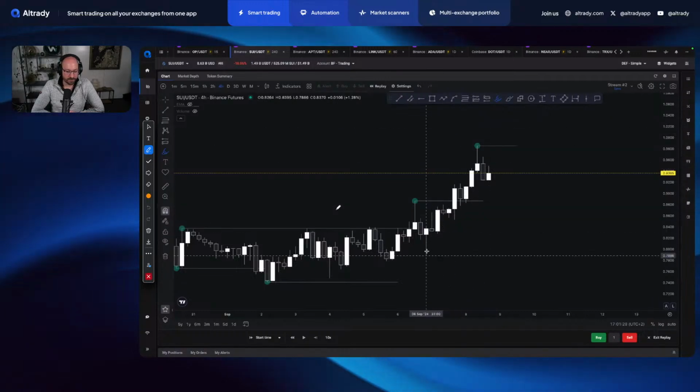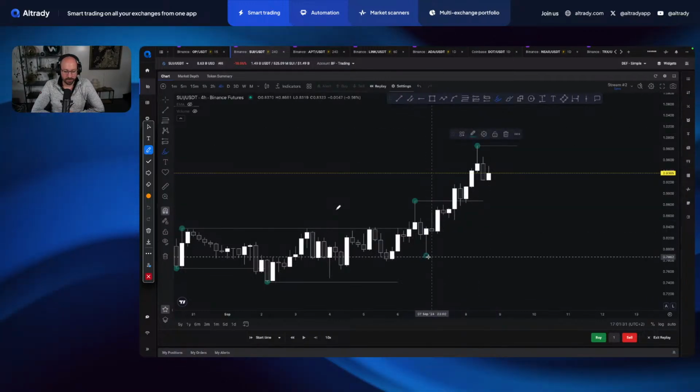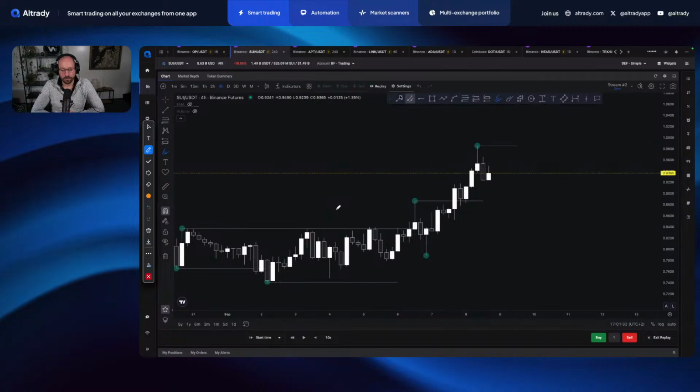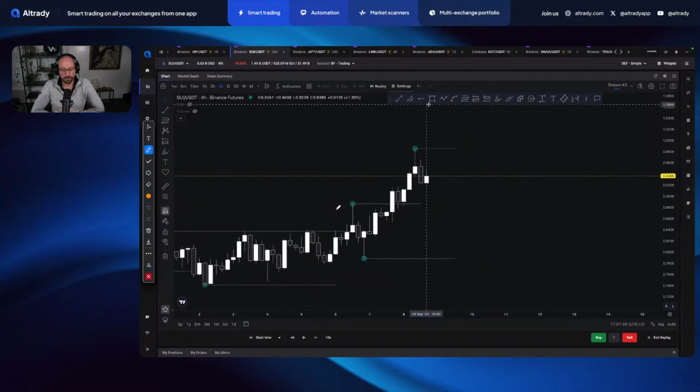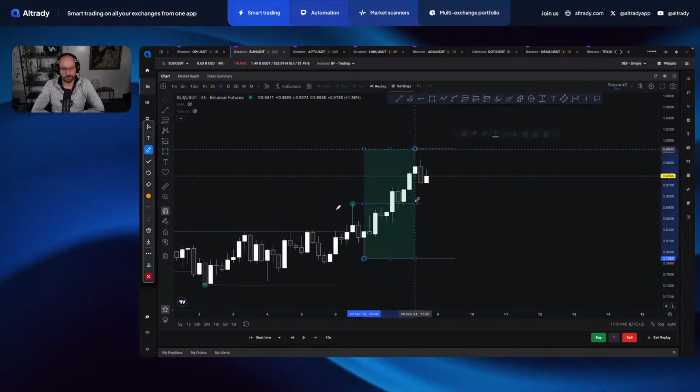So we just need to find the lowest point between these two, and this will be a new swing low. And that's it. And you just continue doing it like this.